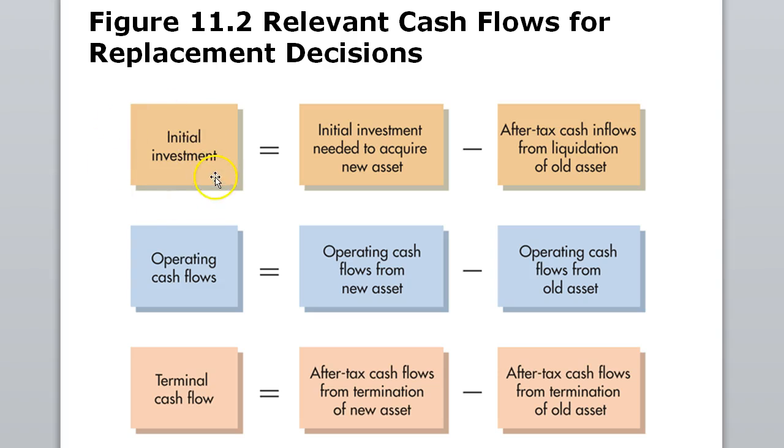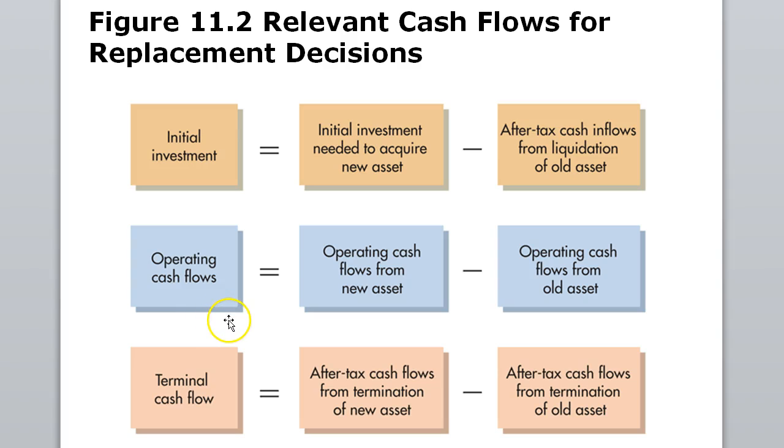We have the initial investment, and that's going to be the amount of money required to acquire the new asset. It could be a piece of machinery or a new company. And then we want to subtract from that the after-tax cash inflows from liquidating an old asset. So if we're replacing a machine, but we're still going to be able to sell the older machine.